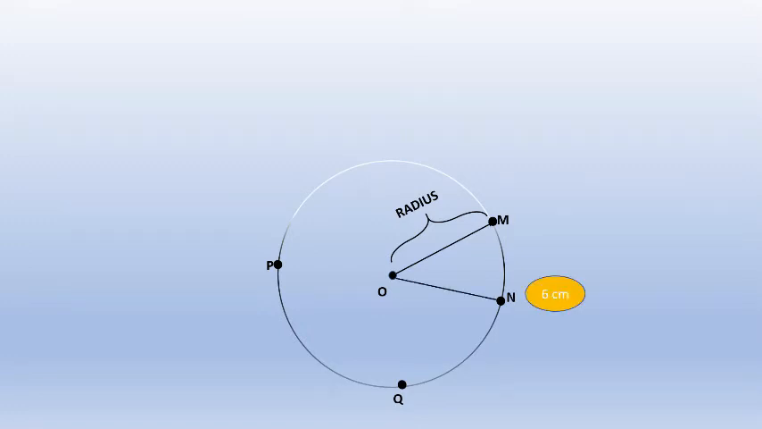If I join O to M, and this is 6 centimeter, let's take the length from O to N as 6 centimeter. The line segment OQ is also 6 centimeter, and the line segment OP is also 6 centimeter. Now what does it mean? It means the radii of a circle are of the same length.